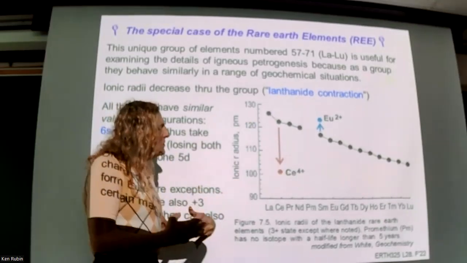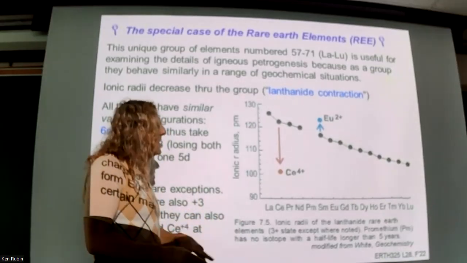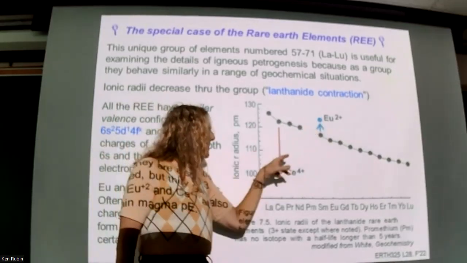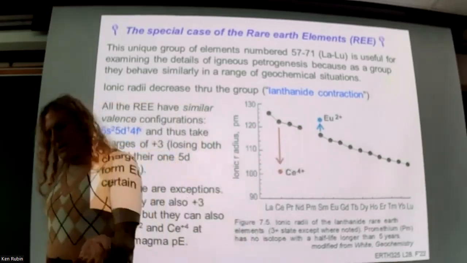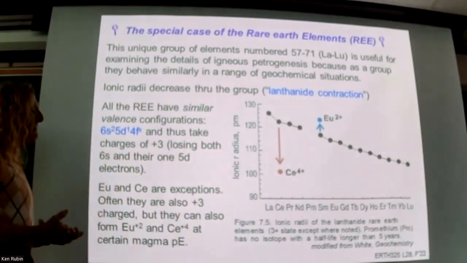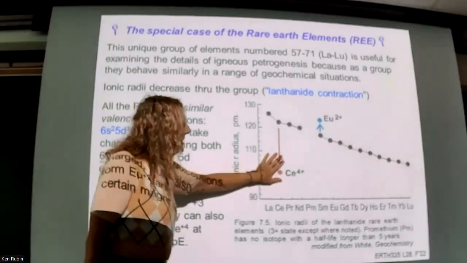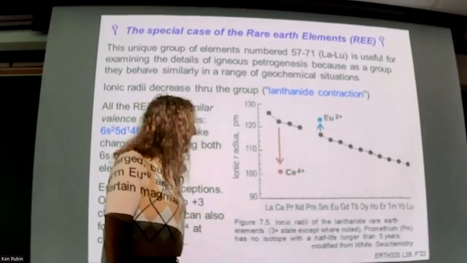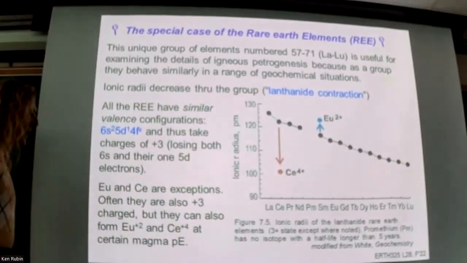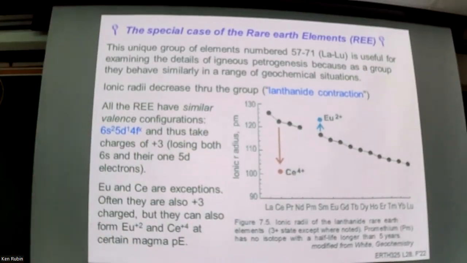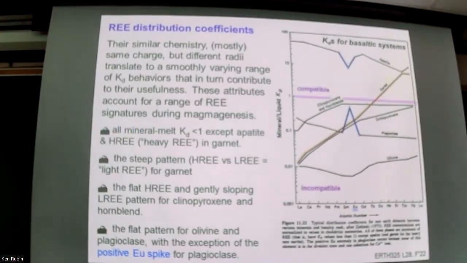And so we're always, when we're looking at rare earth element patterns, looking for anomalies in either europium and cerium, because they tell us something about the oxidation state of the magma and phases that could be involved in differentiation. We're not going to talk much about this, but in the next few slides, we'll talk about that a little bit. And you'll see how this is useful and how it's used.